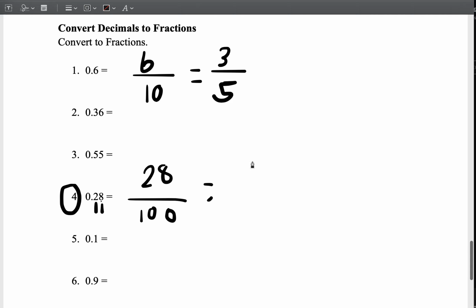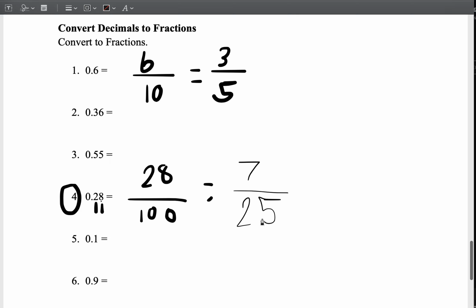Yep, it's 7. Ooh, why does this stop working? Sorry. And then 100 divided by 4 is 25. Oh, I don't know why it's doing this right now.